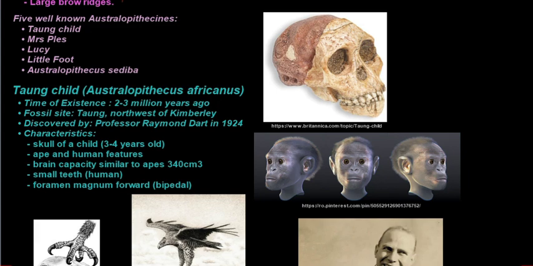Now, the 5 well-known Australopithecines, and these are the ones that you kind of need to know because they were discovered in the Cradle of Humankind region: the Taung Child, Mrs. Ples, Lucy, Littlefoot, and Australopithecus sediba. Now moving on to the Taung Child.